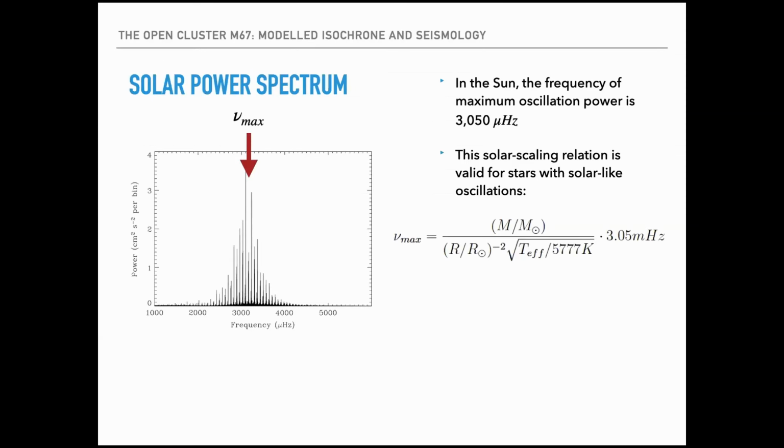So this thing that I'm showing here is the power spectrum of the sun. And you can see that the peaks are shaped as a Gaussian, and the frequency at which the sun oscillates with its maximum power is known as nu max. So in the sun, nu max is about 3,000 microhertz. The scaling relation that I'm showing down here is valid for all stars with solar-like oscillation. Equivalently, we can use this equivalent equation to obtain the surface gravity of a star.